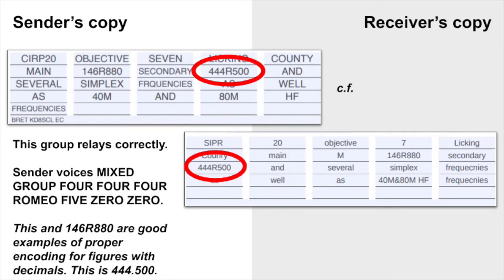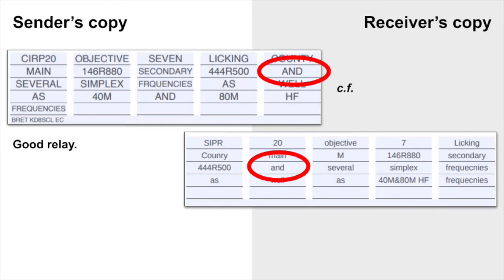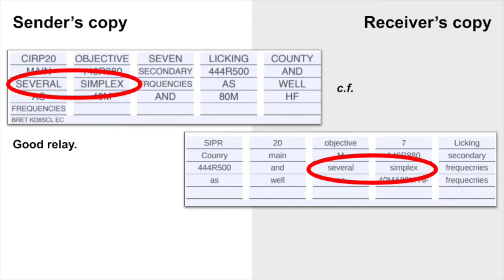And this is a good example of how we have a frequency, in this case, a figure with a decimal in it, being properly encoded. So what we're talking about is a frequency here, 444.500. This is properly encoded for radio transmission, and this is going to be voiced clearly. Mixed group, forward, Romeo, 500. We, again, use mixed group to make sure that the receiving station operator understands what's coming and gets it correct. Next group is relayed well, the next couple are relayed well, and then we get to frequencies.